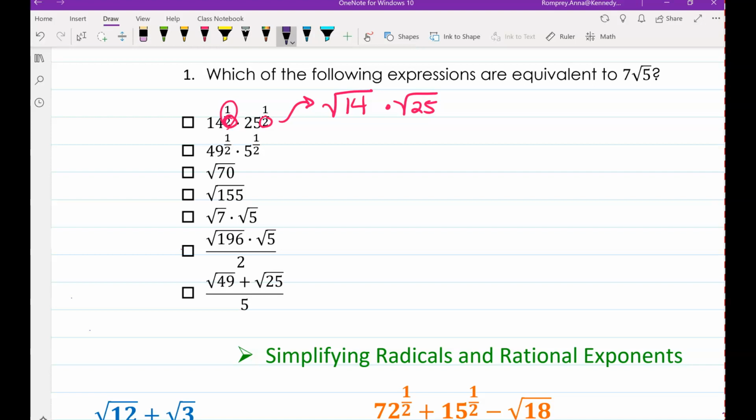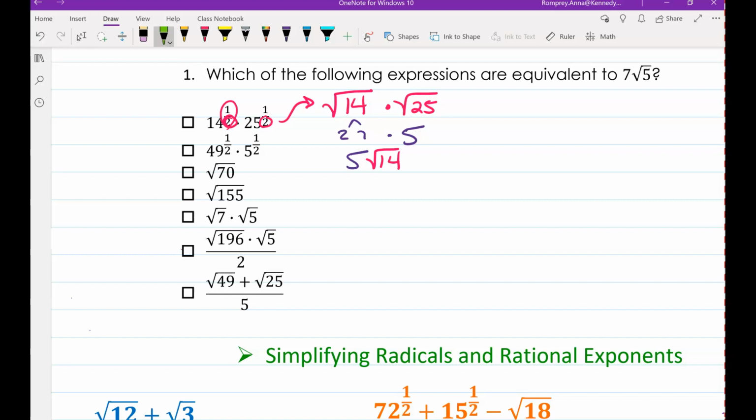Well, that's awesome because I know the square root of 25 is 5. Okay, and then 14, let's see, can I break that down? Factors of 2 and 7, both of which are prime numbers, so we can't break that down. So simplified, my coefficient, my whole number is going to come out front, so it's going to be 5 square roots of 14. Definitely not equivalent to 7 root 5.